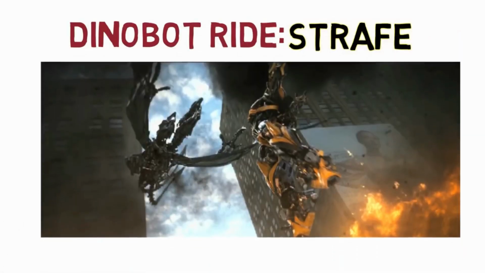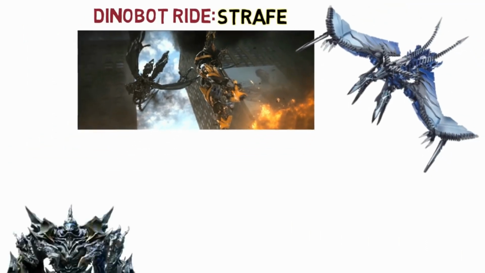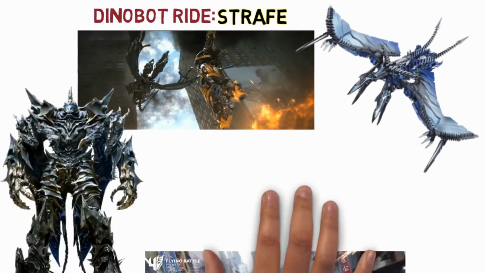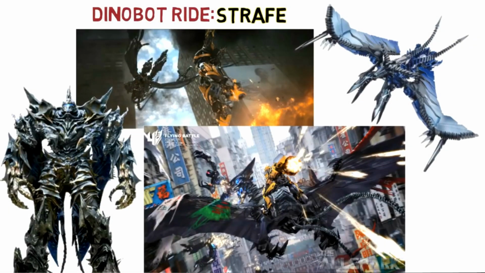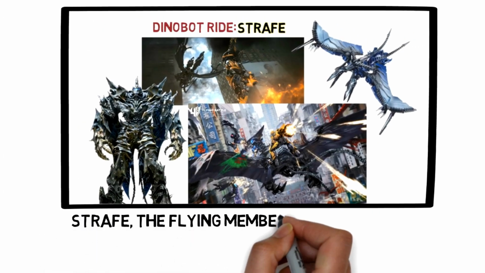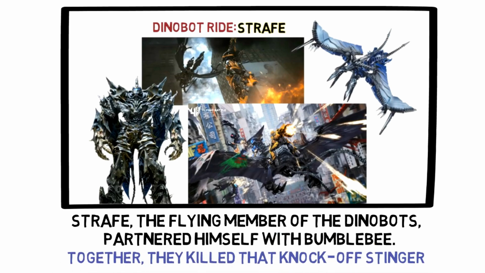We also want to talk about his partnership with Strafe. Strafe here, who is a Dinobot, transforms into a 2-headed pterosaur who was shown flying while carrying Bumblebee, and it was this dynamic partnership that killed that cheap knockoff Stinger.